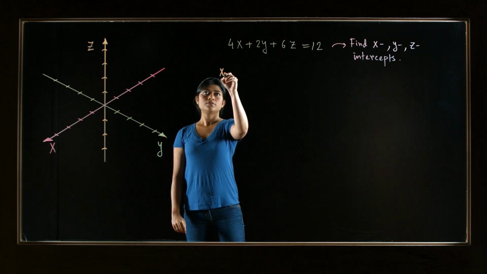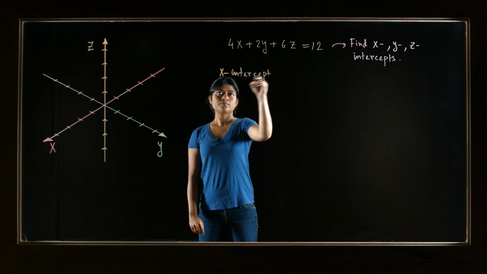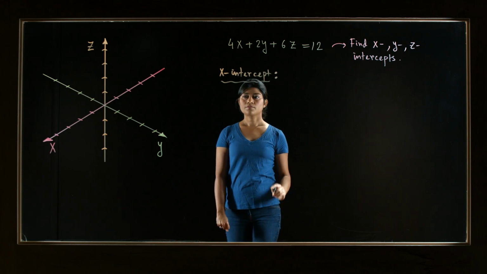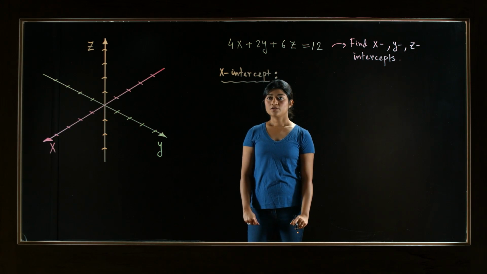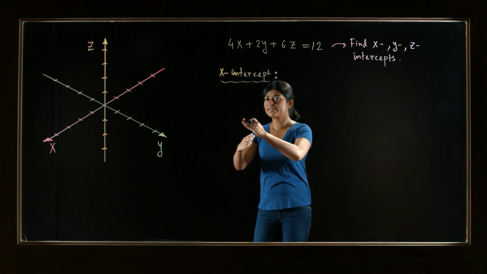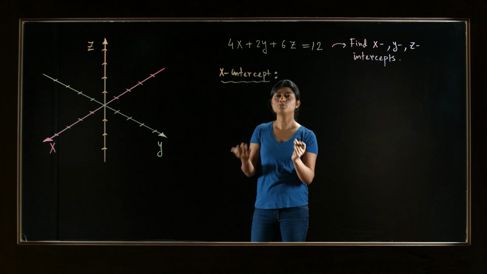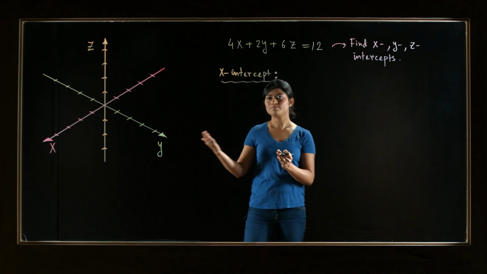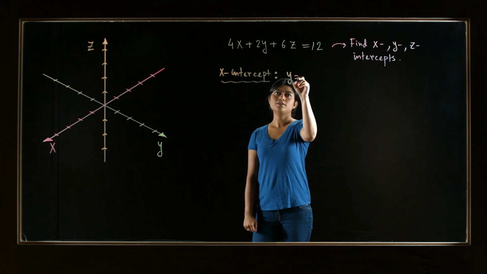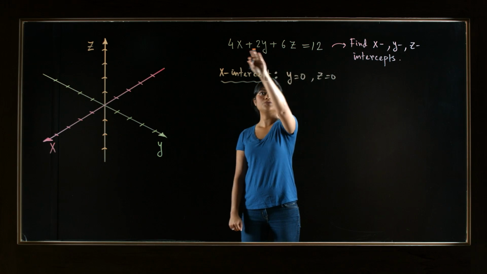So, x-intercept can be computed by, so what does that mean really? The plane is intersecting the x-axis at that point. So y and z both will be 0, right? Because it's intersecting the x-axis. So x-intercept can be computed by setting y equals 0 and z equals 0 in the equation.